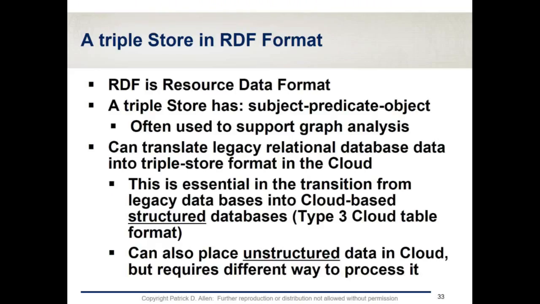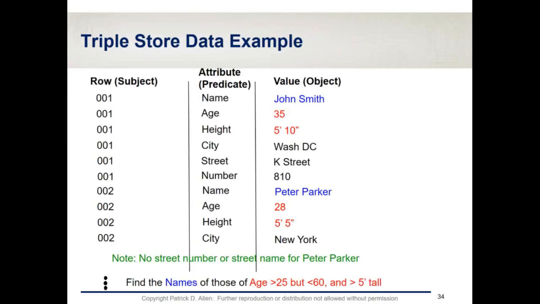Now, if you do a triple store, they form what they call subject, predicate, object. That doesn't mean that much, but I'll show you how to map one to the other to get the RDF. It's also used frequently for graph analysis. But you can translate a legacy relational database into triple store format, and that's an easy way to place the structured data from your relational database into a cloud format. So what they do is they stretch it out into what could be an infinitely long list.